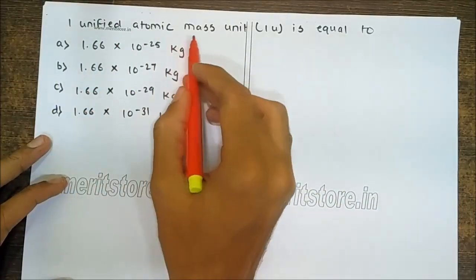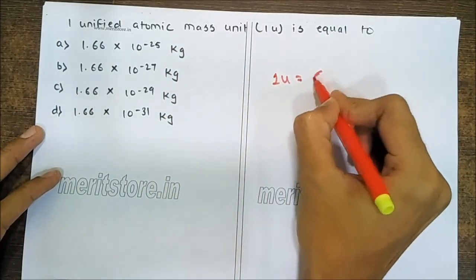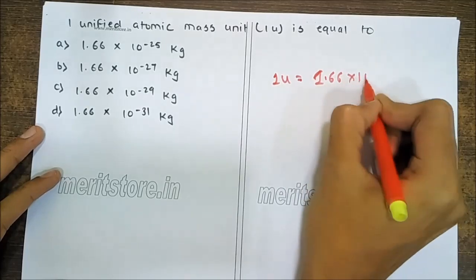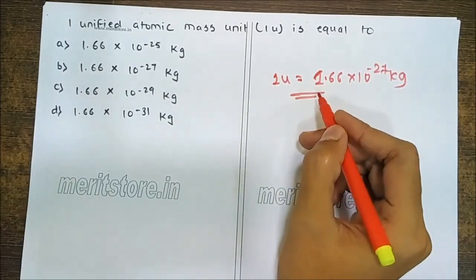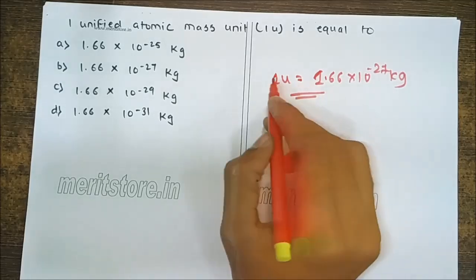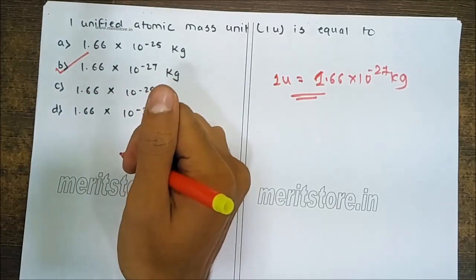One unified atomic mass unit, 1 u, is equal to 1.66 into 10 raised to minus 27 kg. Okay, this is the constant value for 1 u, the unified atomic mass unit, that is 1.66 into 10 raised to minus 27 kg. B is the correct option.